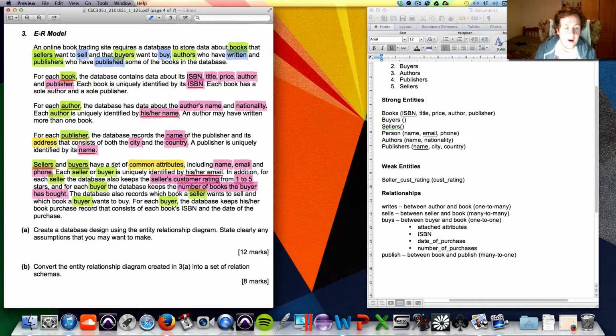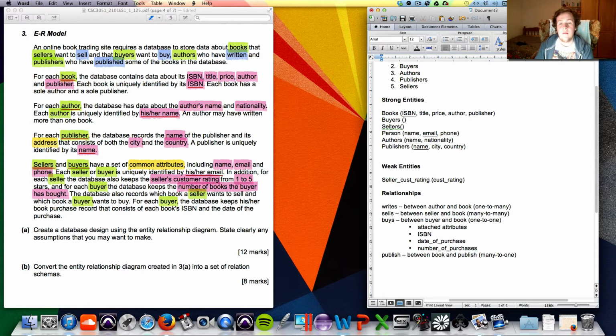Alright, it says here sellers and buyers have a set of common attributes including name, email, and phone. Each seller or buyer is uniquely identified by his or her email. So what I've done there is I've created a person entity, because buyers and sellers both have the same attributes. It would be seen as redundant data to create two different tables holding similar information. So I've used an ISA triangle to get the buyers and sellers to inherit the same table of persons. So they'll have that, but still maintain the identity of a buyer and a seller, while having the same information in there.